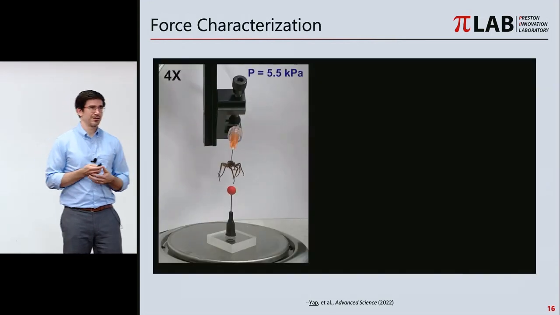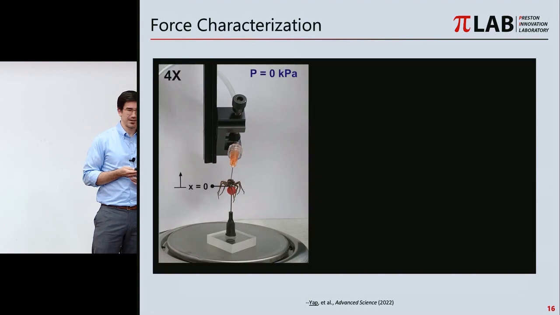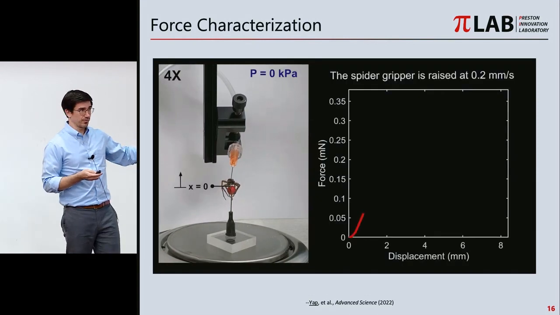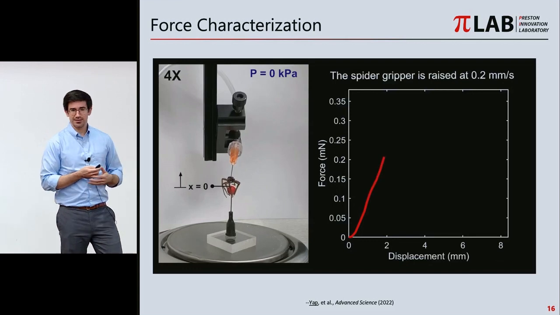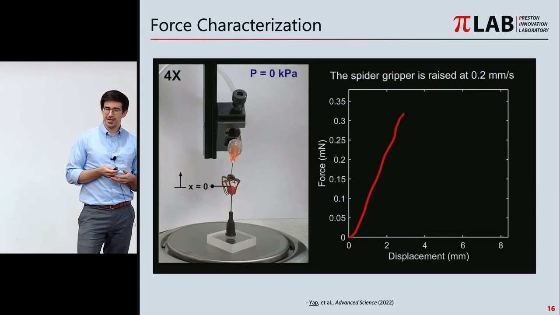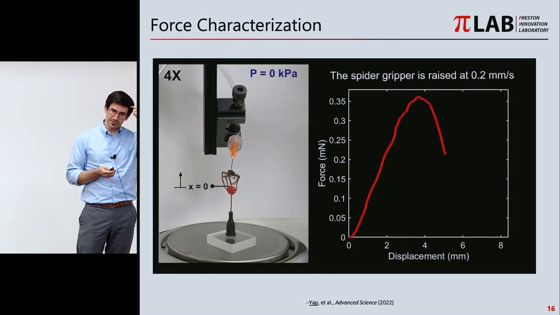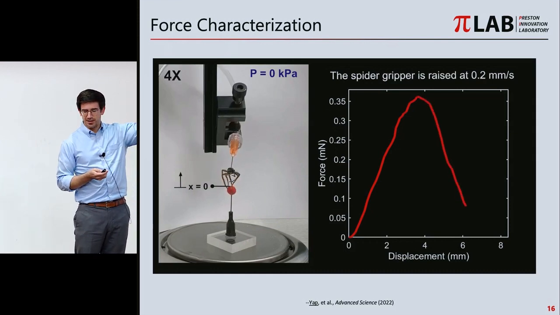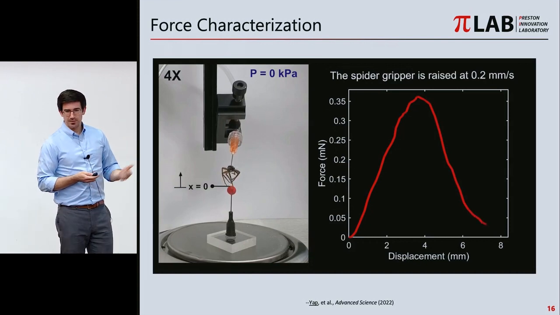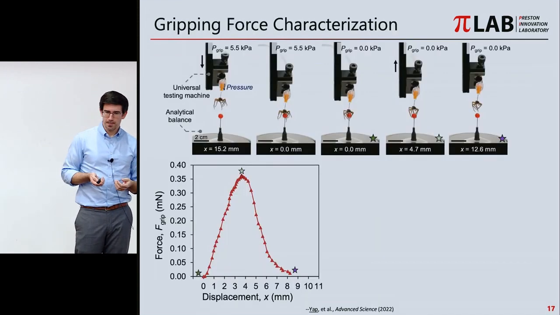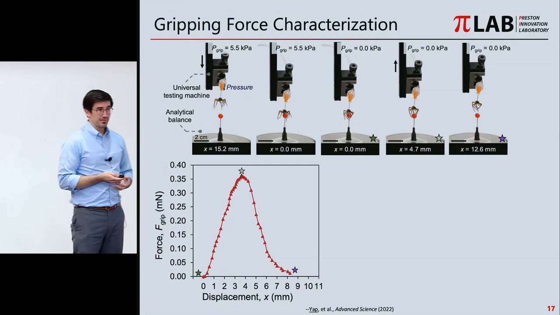We went on to characterize the force that one of these necrobotic grippers can apply to an object. In this case, the object won't move. We'll slip off the object, and that's intentional because we want to characterize the maximum force that we can apply before slipping. We'll see that that force peaks as we lift up the gripper and then declines, and as we slip off, drops back to zero. And so that's captured in this plot.